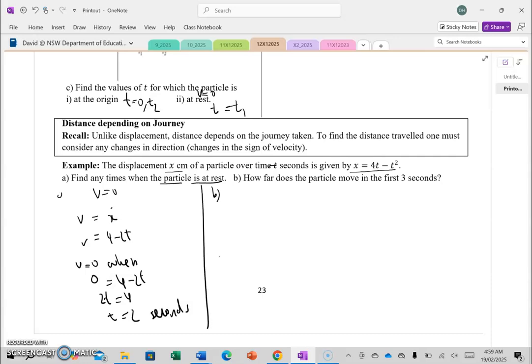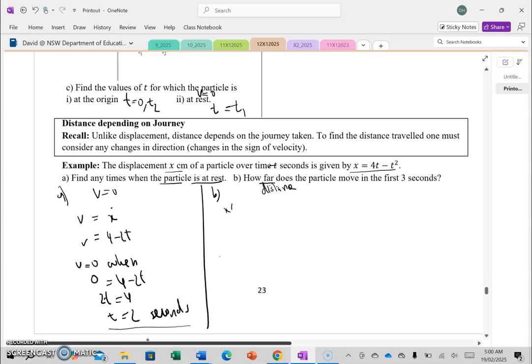B. How far does a particle move in the first 3 seconds? Well, to work out the distance moved, we do need to take note of the fact that the particle is at rest at t equals 2 seconds. So we'll work out its starting position, which if you sub in 0, you get 0. We'll work out its position when t equals 2, which is going to be 8 minus 4, which is 4.